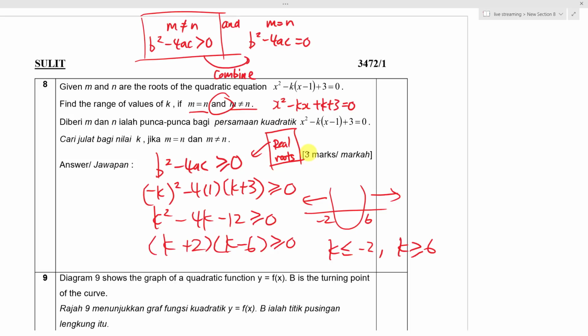So how do we know when to use bigger than or equal to 0? Okay, this one you kind of need to go check my quadratic video. Bigger than 0 is when you have two distinct roots. Equal to 0 means you have two equal roots. Alright, so let's move on to the next one.